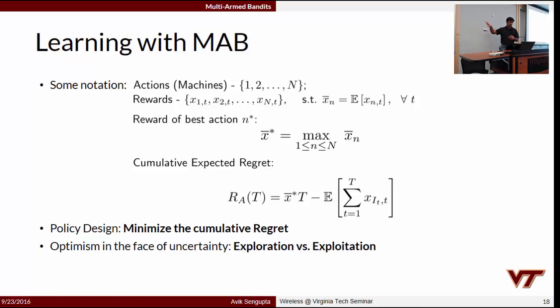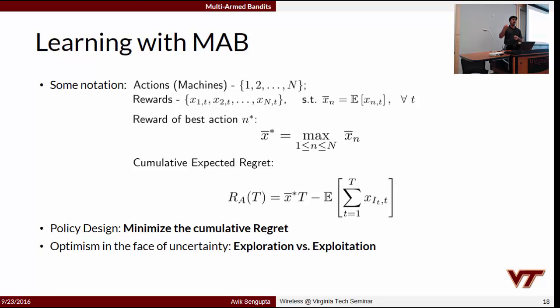So we'll introduce some notation here. We'll say that there are some actions or machines, for example, which are indexed by 1 to n. And each machine has some reward x associated with it at time t, where t ranges from 1 to T for a given window of time. And we'll say that xn is the true mean of the rewards. The rewards are stochastic, so they are distributed according to some distribution which has a mean, and that is given by x hat. And we say that the best action is n star.